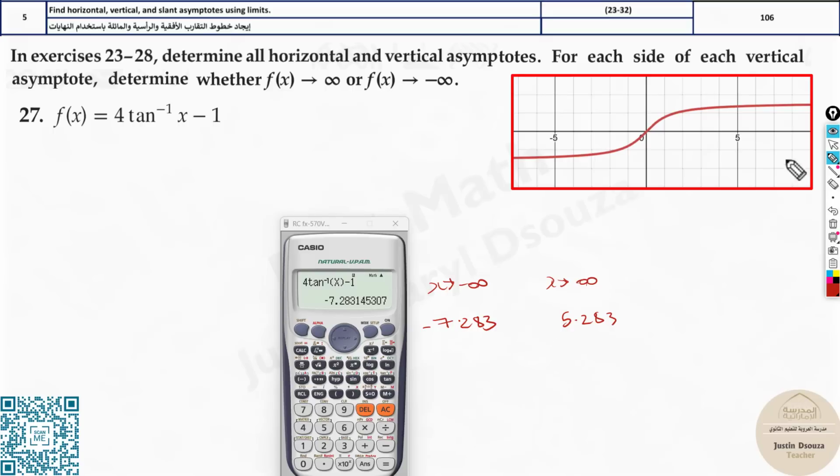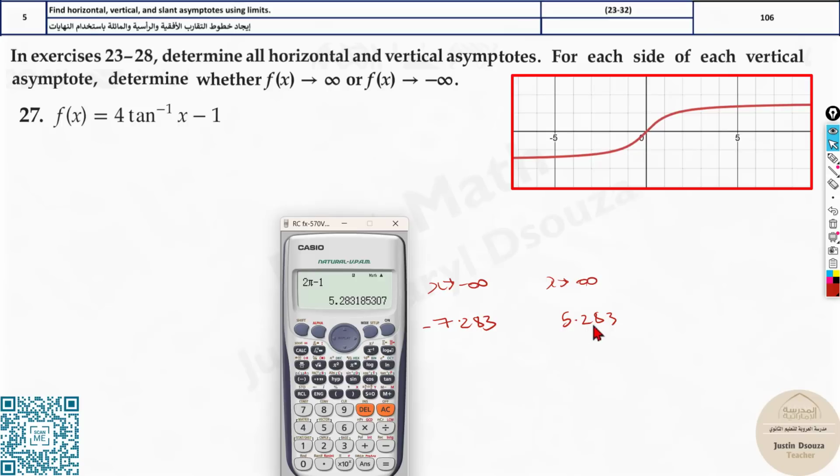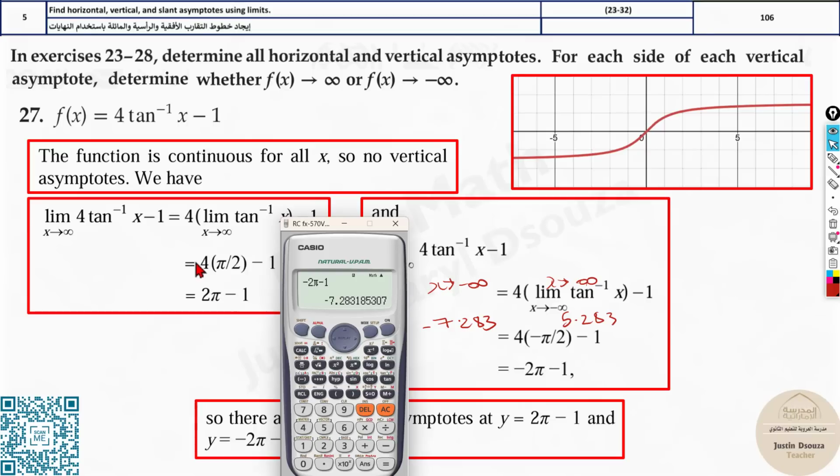In your options, you won't have these decimals. See, I will show what the options will be. You will have something like this: 2 pi minus 1, 2 pi plus 5 pi, or something like that. You need to make sure to type all the options for the horizontal asymptote, say 2 pi minus 1. This is from where? From towards positive infinity, and then press equal to, what is the value? Isn't it the same thing? Yes. And another answer was minus 2 pi minus 1. Can you see? They both match.